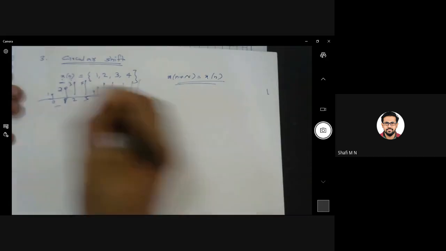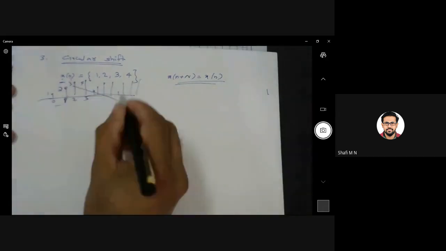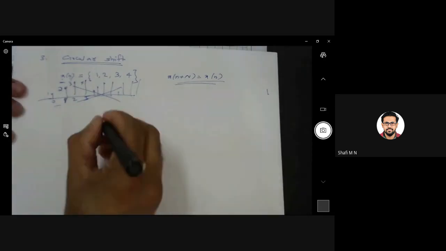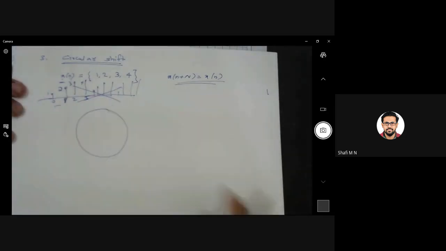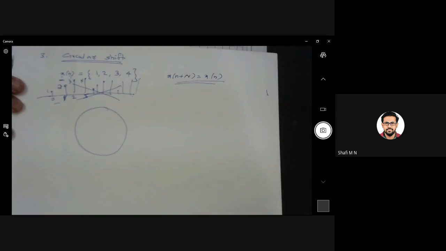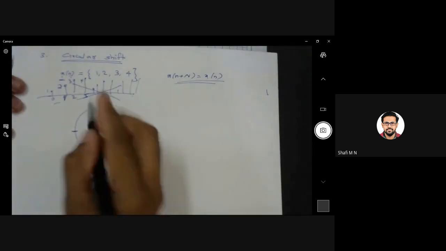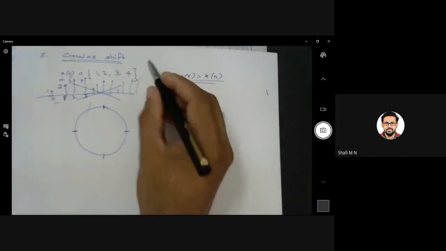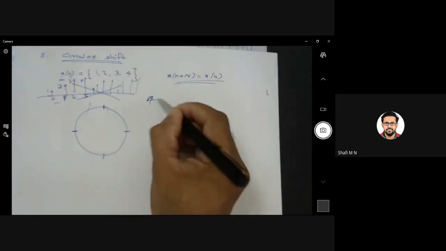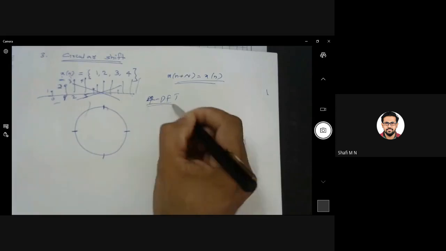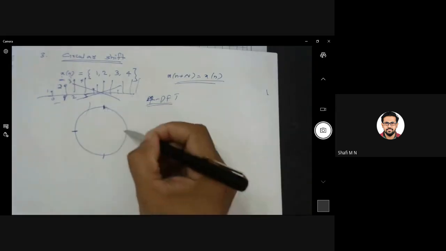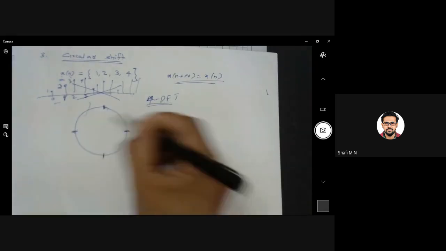You have to draw like this. Another convenient form of representation is representing this within a circle. You just draw a circle, then divide it into 4 points, because my signal length is 4, or I'm finding a 4-point DFT. Assume that I'm finding a 4-point DFT. So the signal will become periodic with a periodicity of 4, N equal to 4.